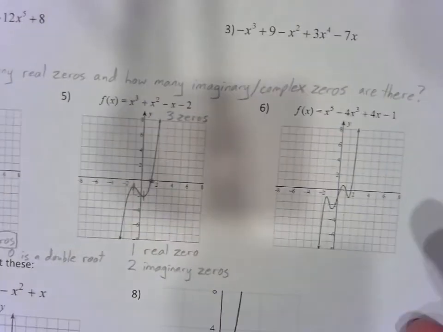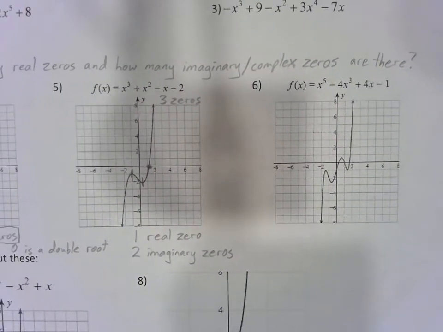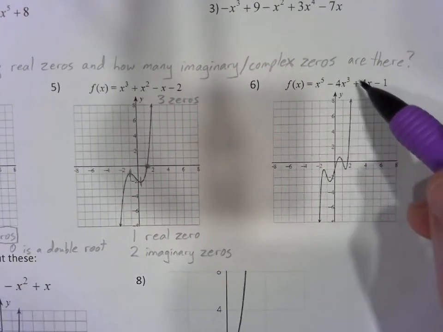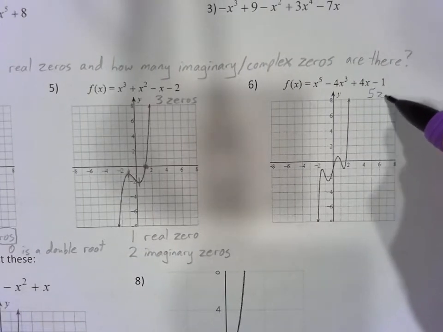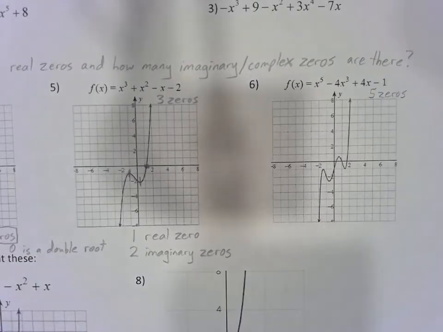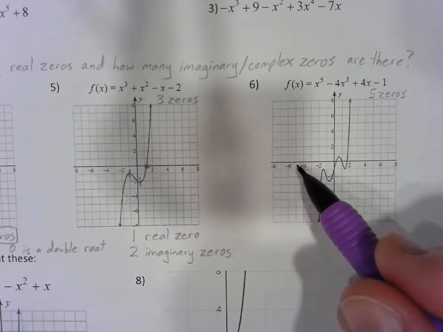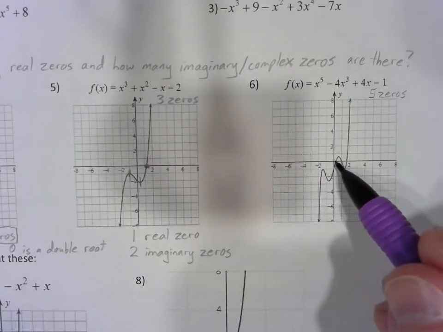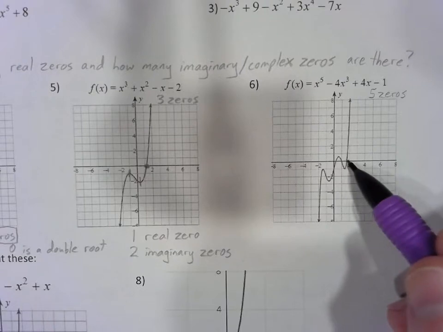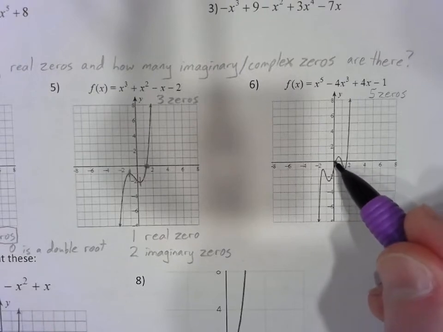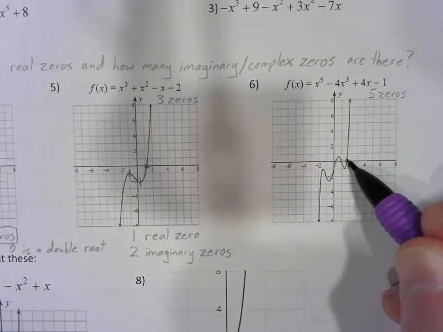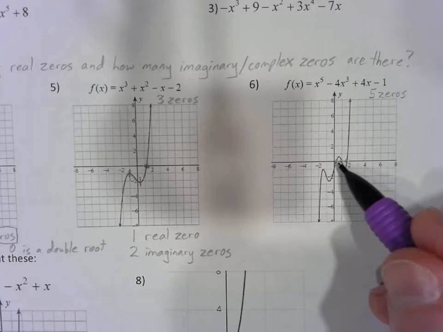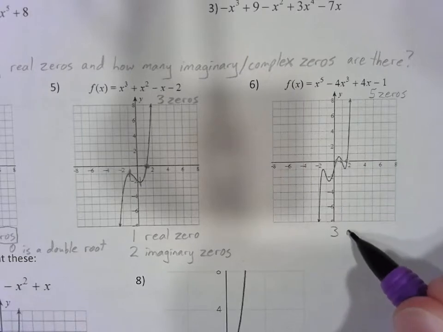So if we look at number 6, we look at the equation. I see the degree is 5, so I'm looking for 5 zeros. So how many of those are real zeros? 1, 2, 3. Each one of those goes straight through the x-axis. It goes from one side right to the other side. So there are 3 real zeros.